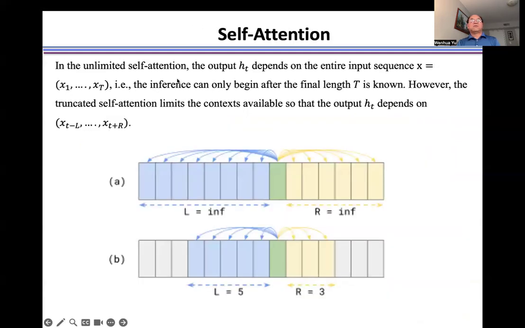In the unlimited self-attention, the output HT depends on the entire input sequence X, namely, the inference can only begin after the final length T is known. However, the truncated self-attention limits the context available so that the output HT depends on left L and right R.